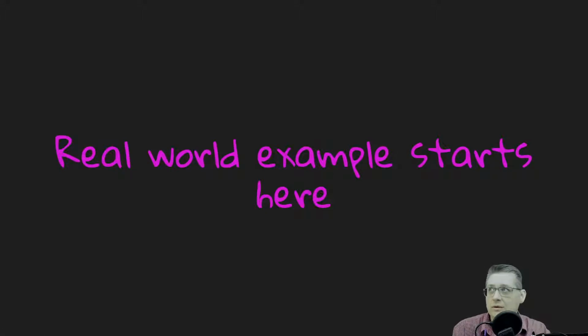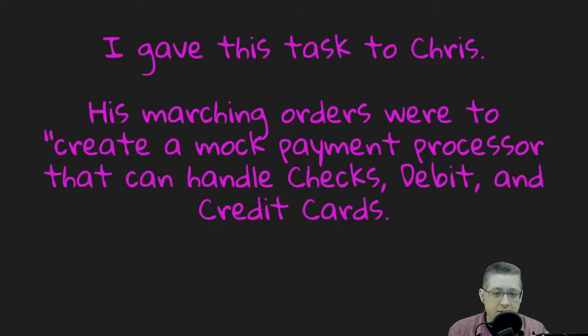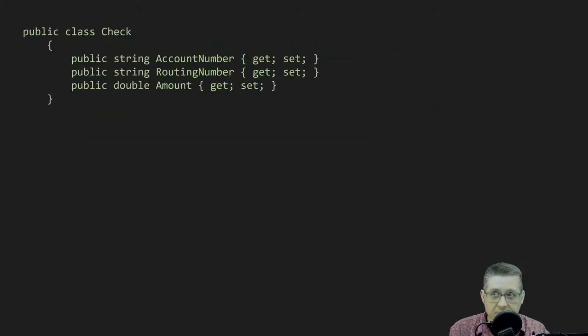And this is where Chris Ehlers actually comes into play. I gave the real world example to him. He didn't know what he was doing. I just said, build me a blank. I gave him his marching orders. They were create a mock payment processor that can handle checks, debit, and credit cards. The good news is it's a mock payment processor, so he doesn't actually have to do anything. Just give me the details. So at this point, I think I will hand things over to Chris.